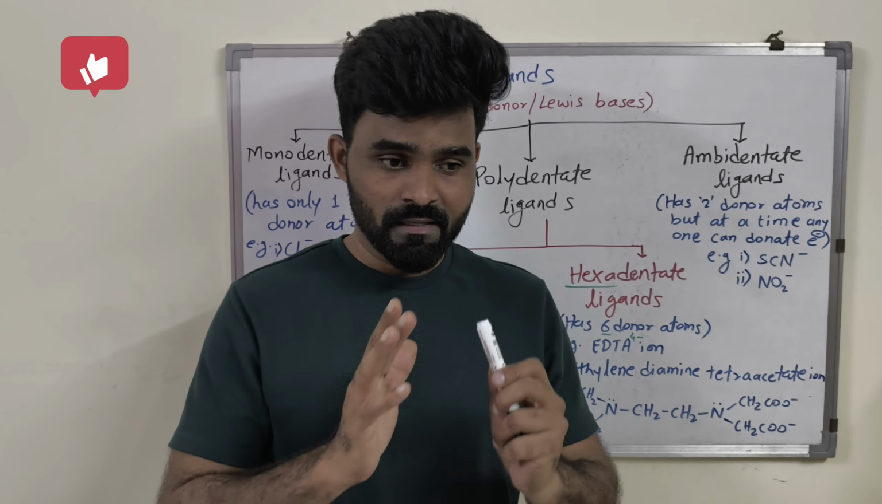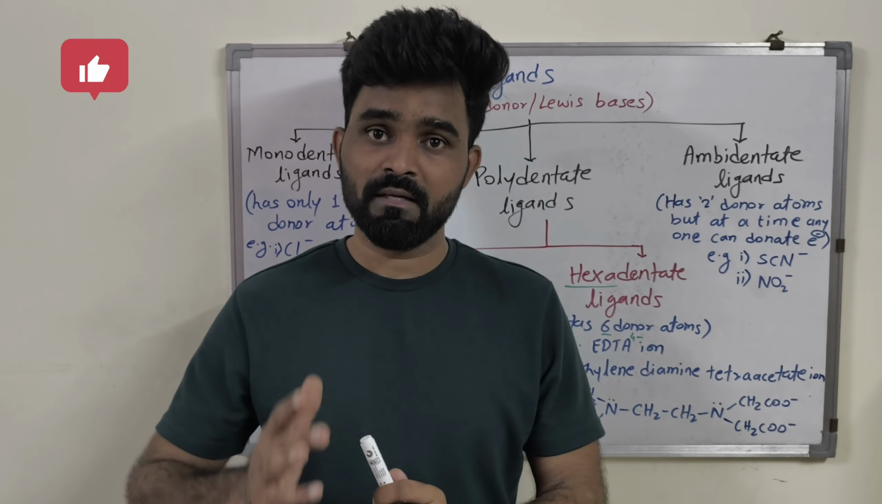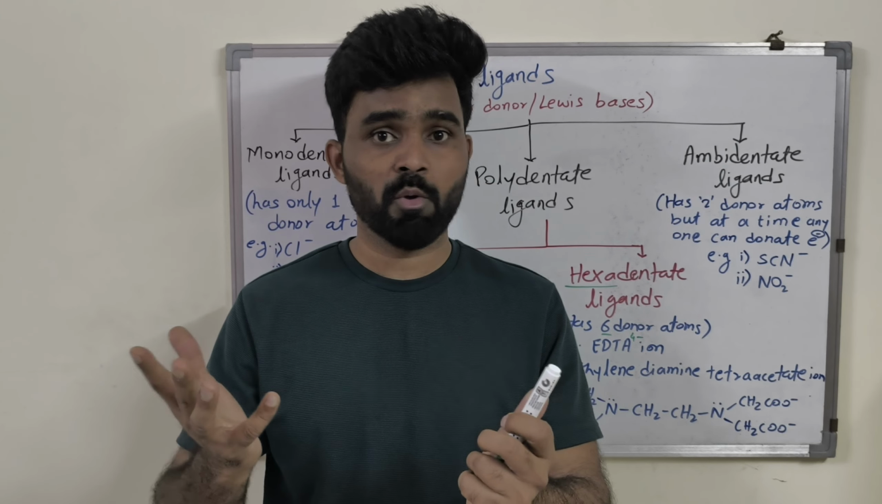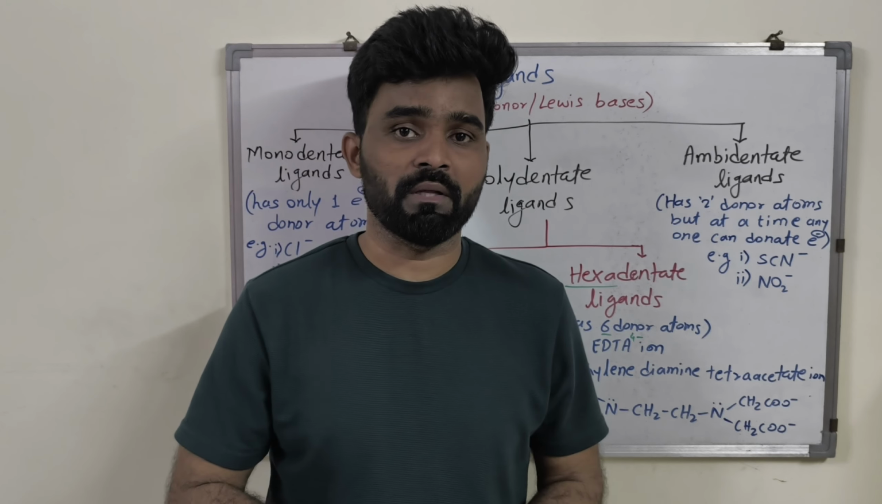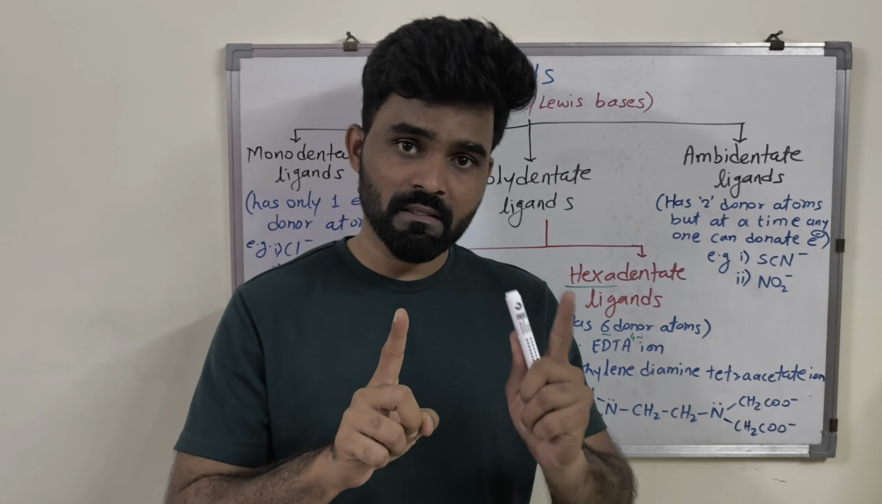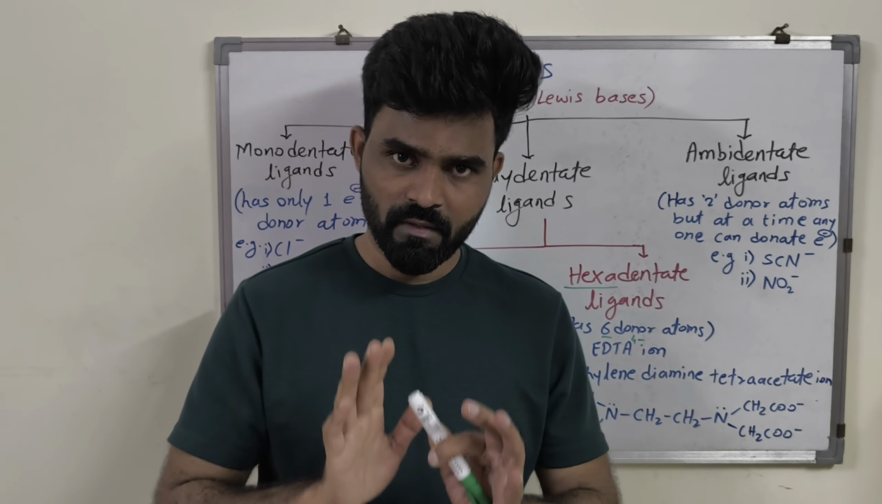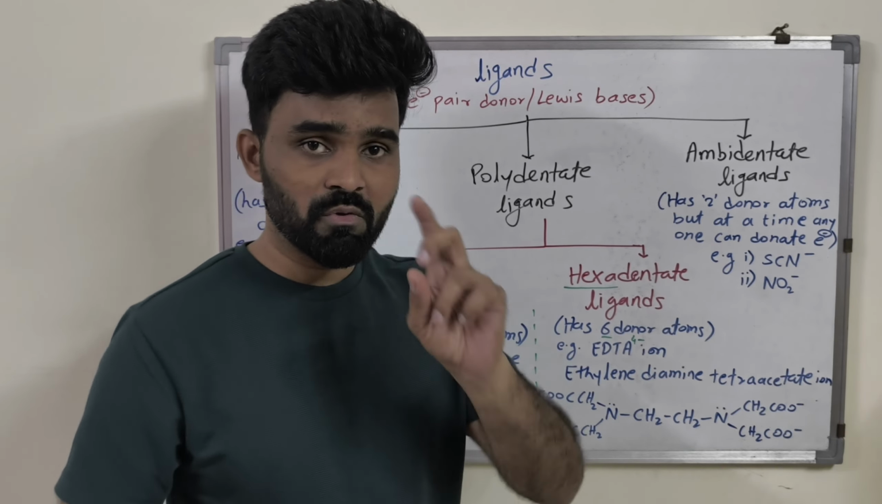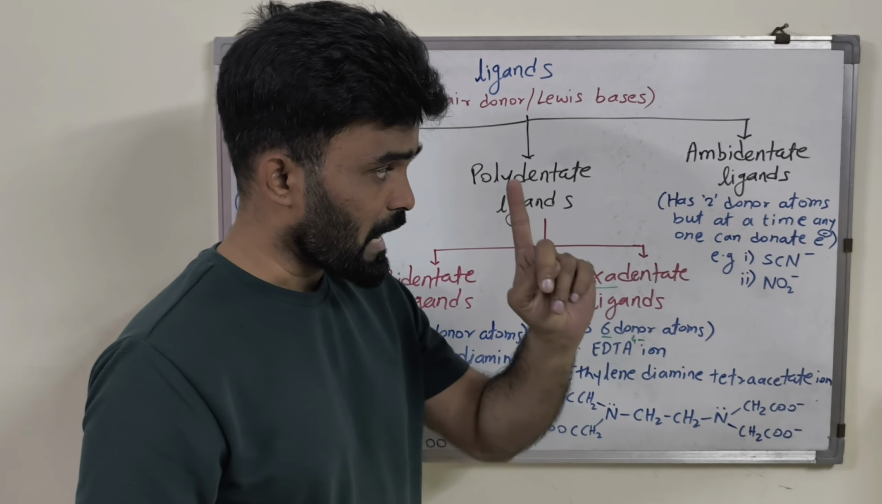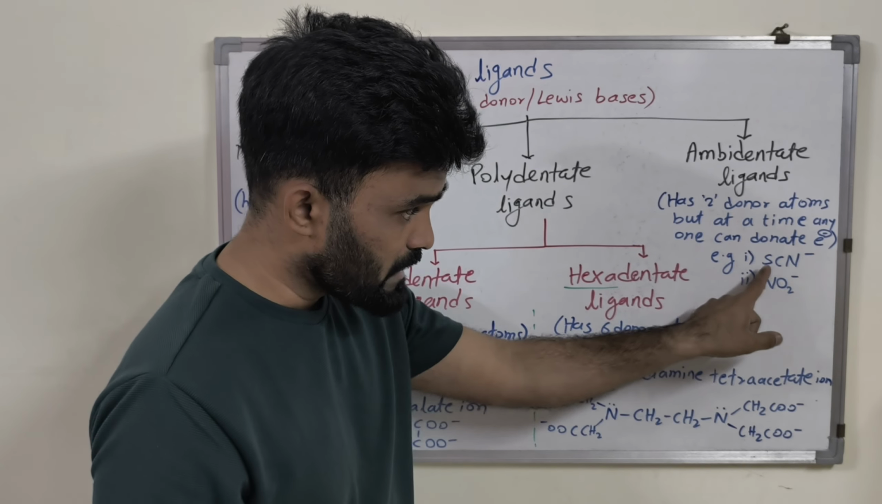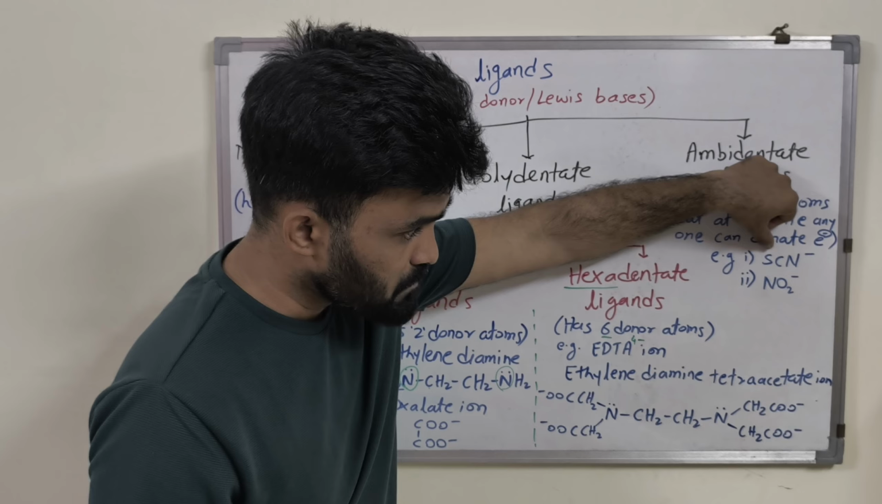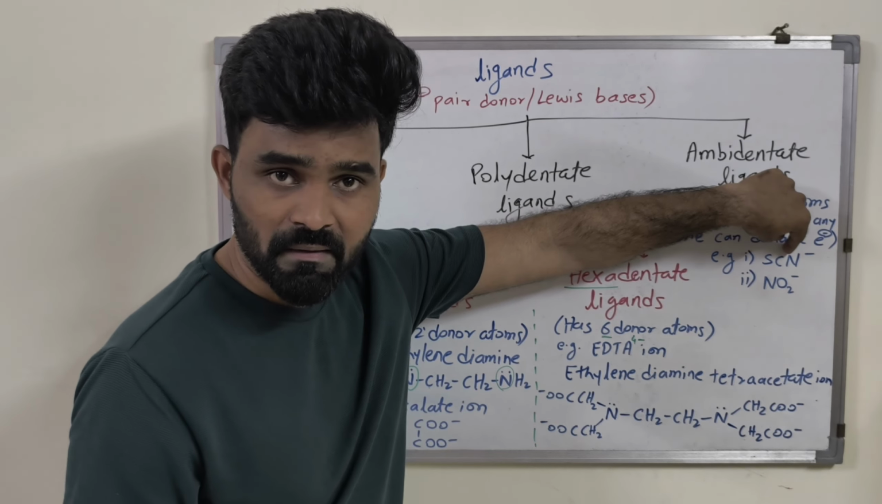Okay, it's like Shaktiman and Gangadhar are two different characters, but both are in the same group, but at one time only one will be there. Fine. So here we have 2 donor atoms and out of 2, at a time only 1 can donate. SCN minus is an example. So sometimes S can give electron, sometimes N can give electron.